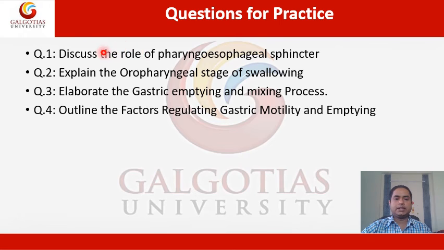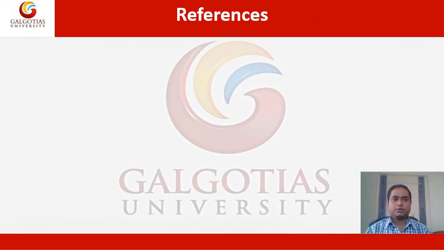You will do them at home. You just search the internet and some reference books that I have suggested. You have to discuss the role of the pharyngoesophageal sphincter. You have to explain the oropharyngeal stage of the swallowing process. You have to elaborate the gastric emptying and mixing process, and outline the factors that regulate gastric motility and the emptying process. So this is all for today's lecture.